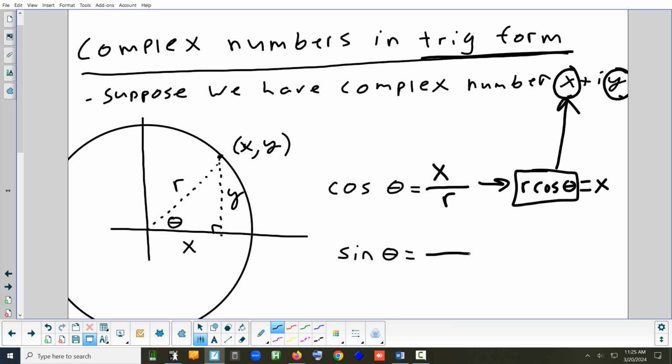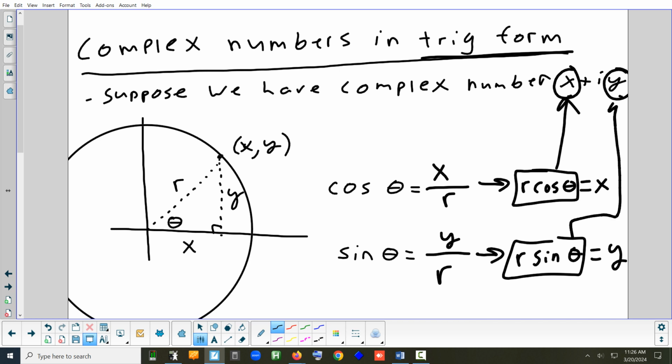What's the definition of sine? Opposite over hypotenuse. Y over R. Opposite is y, hypotenuse is r. And we'll do the same thing. If you get y by itself, by moving the r to the left, what would be in that box? R times sine of theta. Now you have a formula for y.